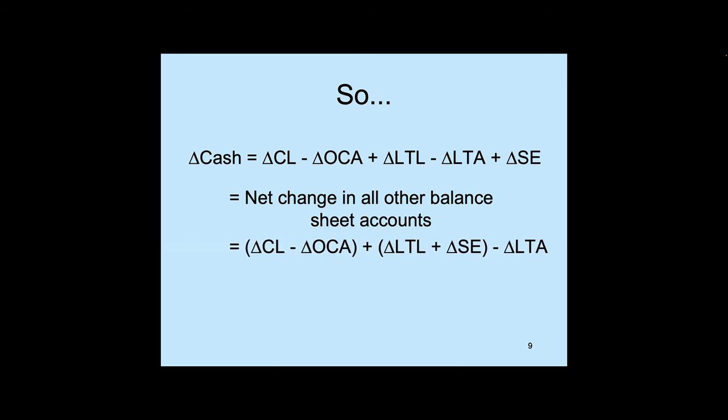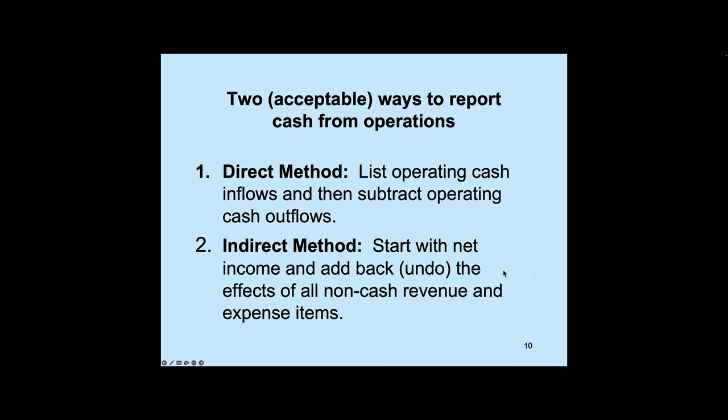And we can group them, like I said just now, the first two being the working capital or the operating activities, financing activities, and investing activities. Operating, financing, and investing. There's two acceptable ways to report cash from operations. One is the direct method, and it just basically lists the cash inflows minus the cash outflows. Easy to read.